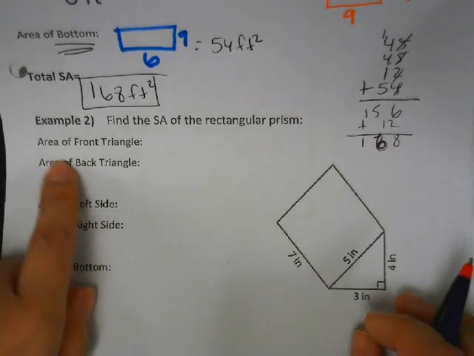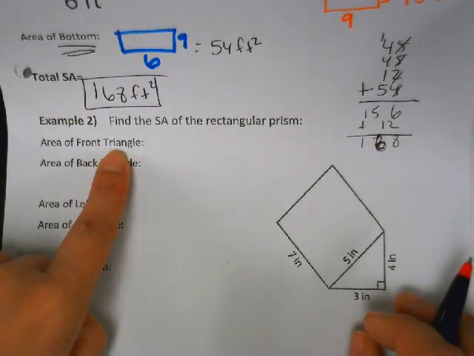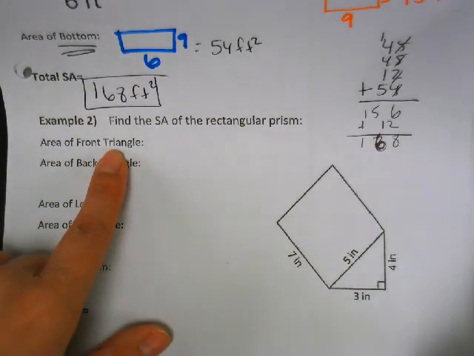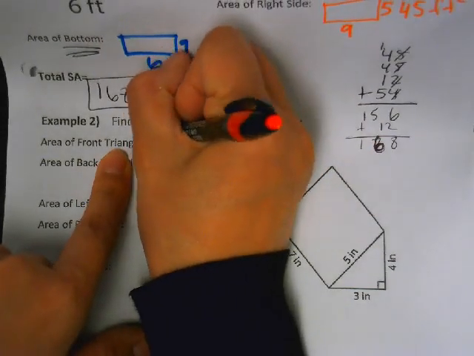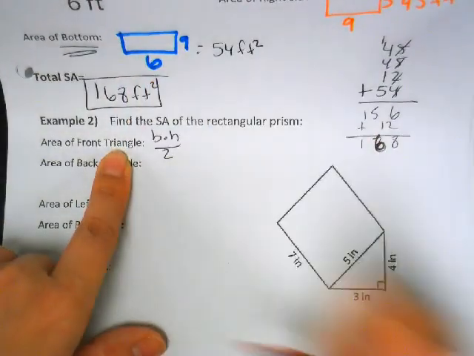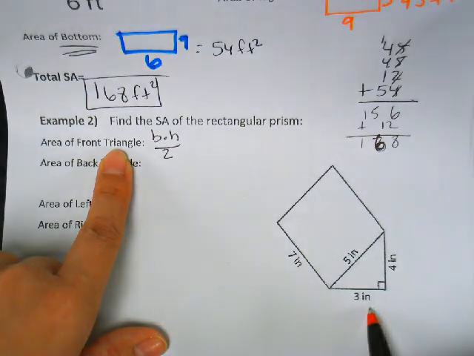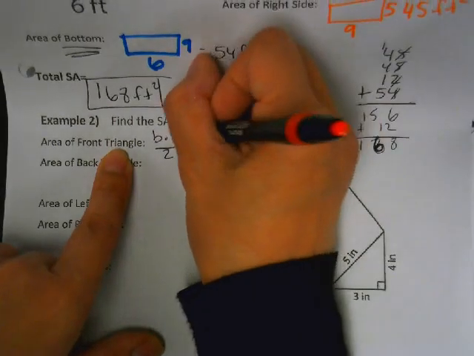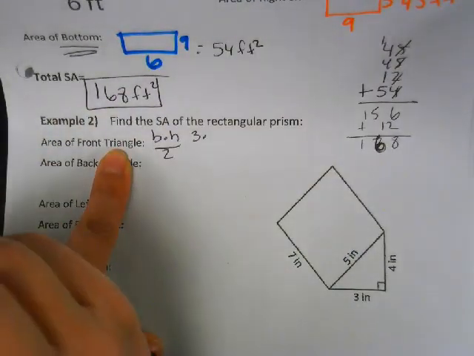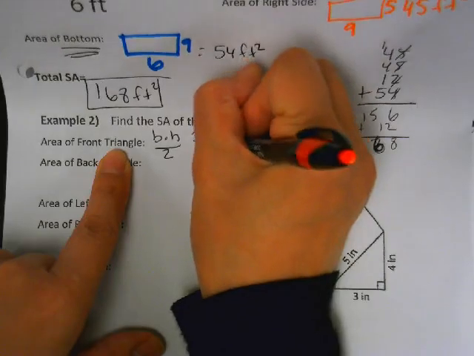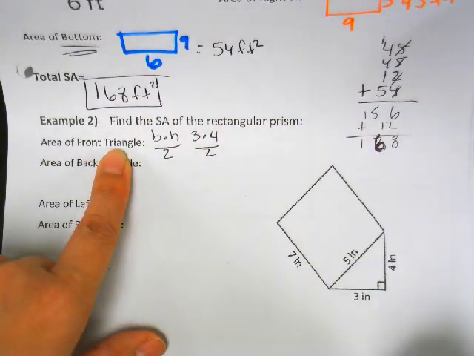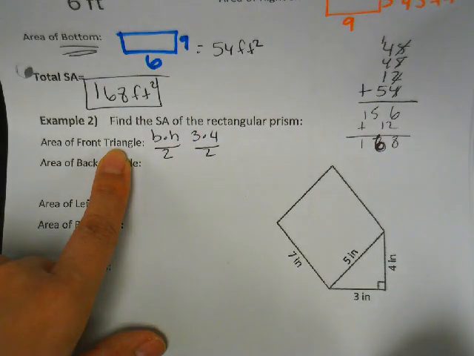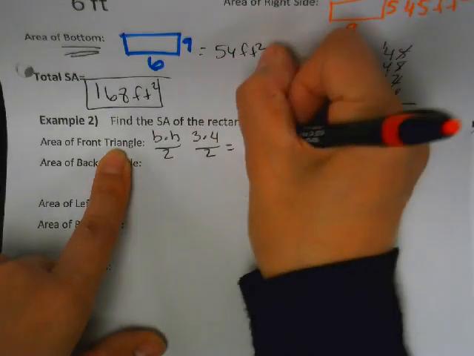So let's start off with the easy one. The area of the triangle. What is my base? What's my height divided by 2? So here's my triangle. Just look at the triangle piece. What's the base? 3 times what's my height? 4 divided by 2. What's 3 times 4 divided by 2? 6.